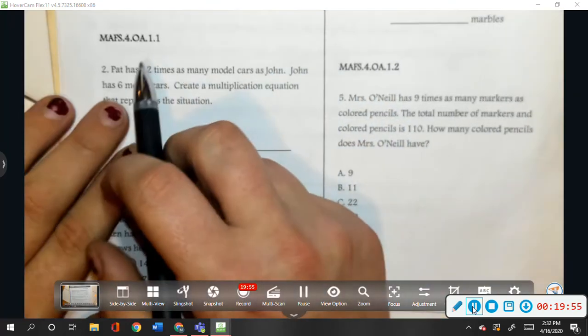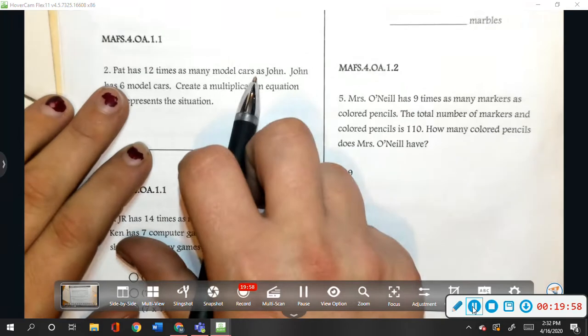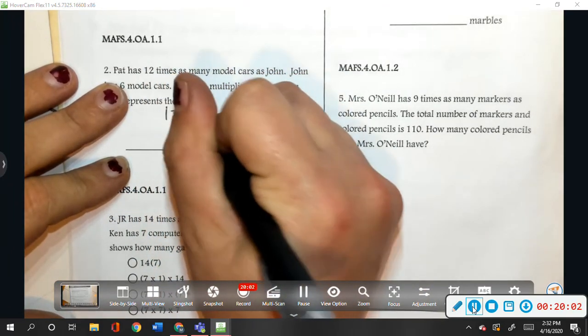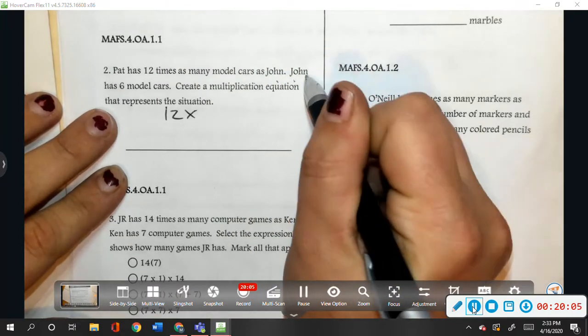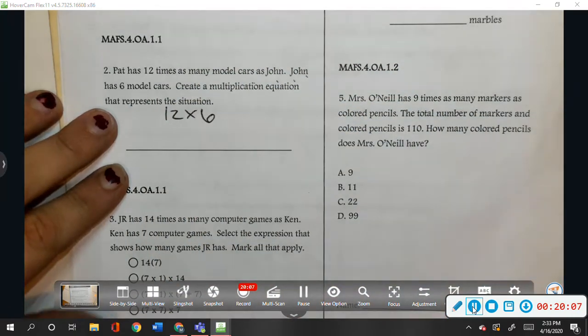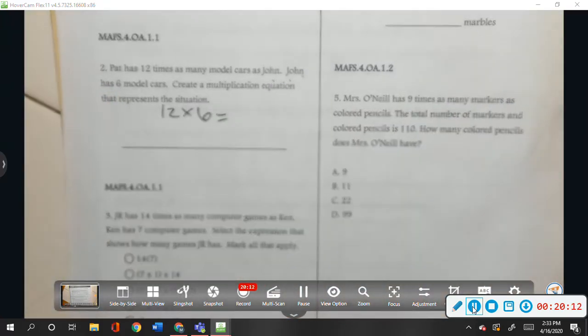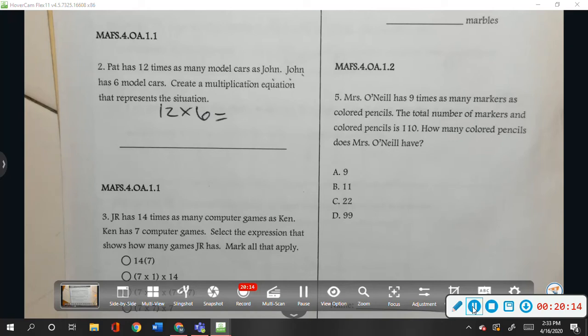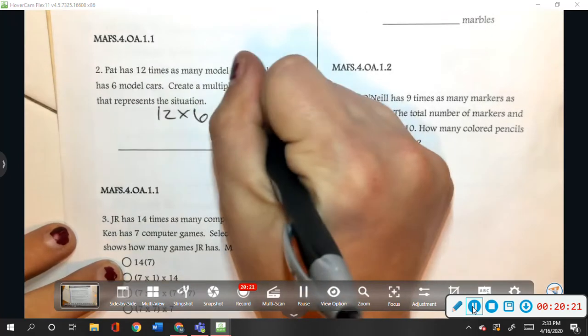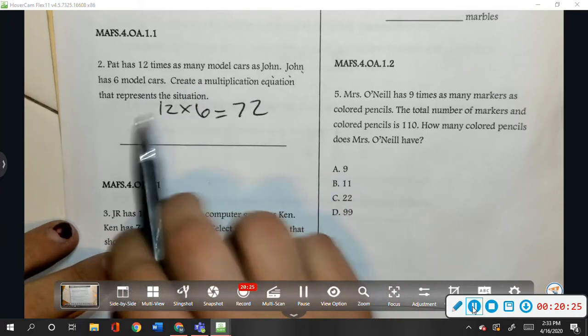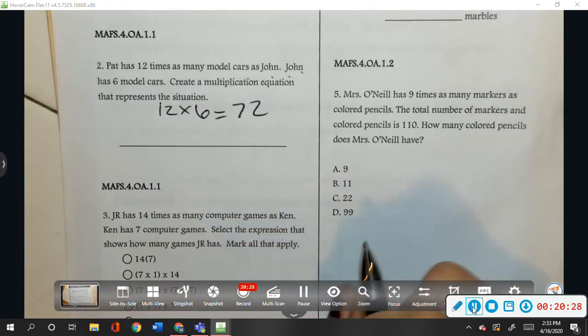Number 2 says Pat has 12 times as many model cars as John. So Pat has 12 times as many model cars as John. John has 6. 12 times 6, well, 12 times 5 is 60. Then we can just count back up. 60, 61, 62, 63, 64, 65, 66, 67, 68, 69, 70, 71, 72. 72. Or we could have just multiplied 6 times 2 is 12, carry the 1, 6 times the 1 is 6, add the 1 in, and you get 7.